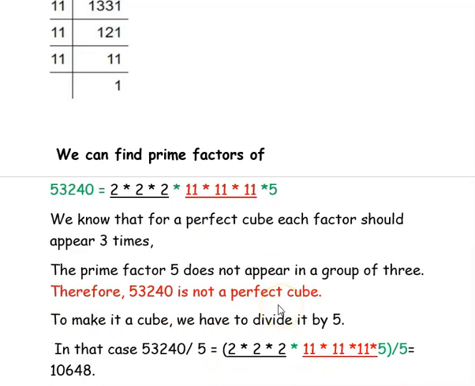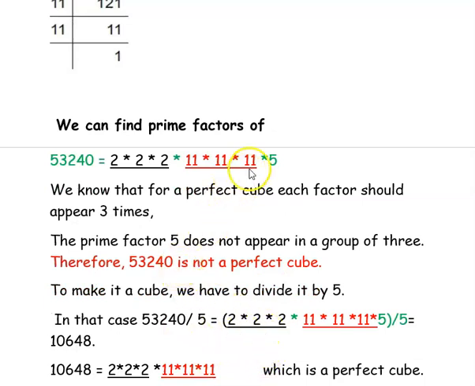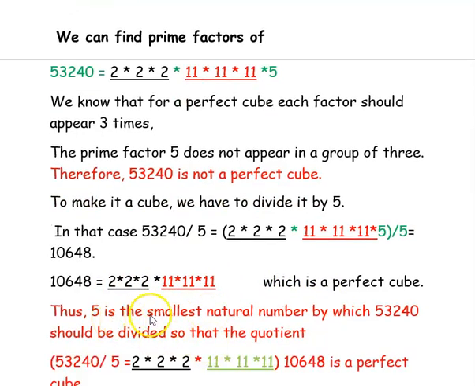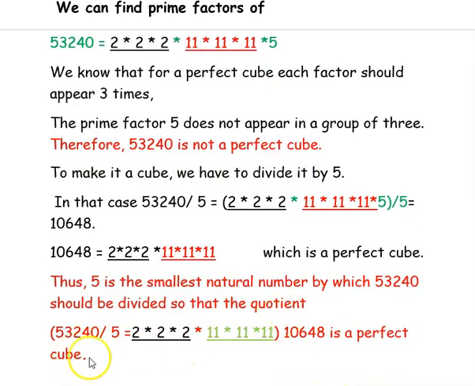So we want to find a factor by which 53,240 must be divided so that the quotient becomes a perfect cube. If you look here, only the number 5 doesn't have its triple. So we have to divide 53,240 by 5. If you divide by 5, you will get 10,648. The 5 and this 5 get cancelled, so your answer will be 2 into 2 into 2 into 11 into 11 into 11. Here 2 appears 3 times and 11 appears 3 times, so it is a perfect cube. Thus 5 is the smallest natural number by which 53,240 should be divided so that the quotient, that is 10,648, is a perfect cube.